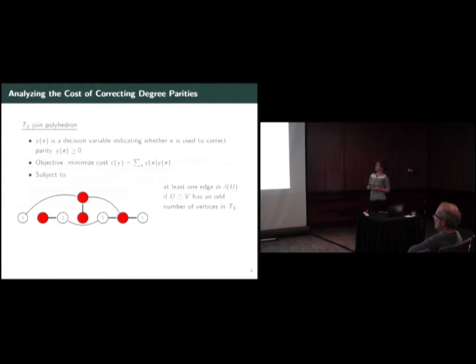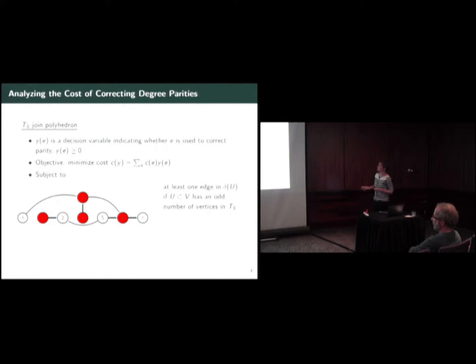So to think about the cost of correcting the degree parities a little bit more, we can use the T_S-join polyhedron. We'll have a decision variable y for every edge. y is indicating whether the edge is used to correct parity. So in the T_S-join, we're trying to minimize the cost of the selected edges. And then we have the following constraints.